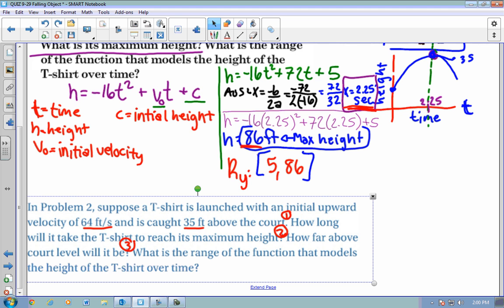It's the same picture, but they're going to give it more pull before they launch, so it has more of a velocity, right? No, it has less velocity, because now the velocity is only 64. Before they gave it 72. So, where does the t-shirt start initially in height? 5. Everything else is the same, only the velocity has changed.